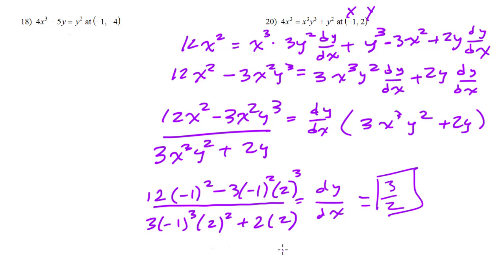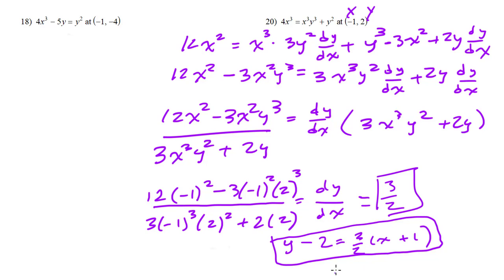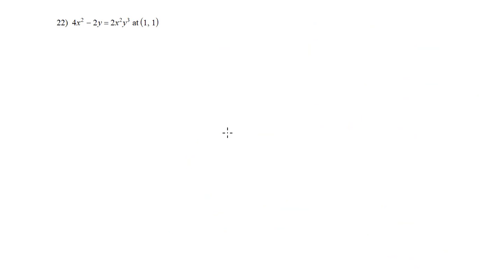And then finally, we put it together. Y minus the y coordinate is 2 equals 3/2 times x minus a -1. So you can leave it like that in point slope formula, or you could write it as y equals 3/2 x plus 7/2. Okay, last one, 22.